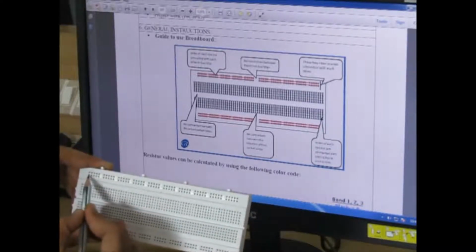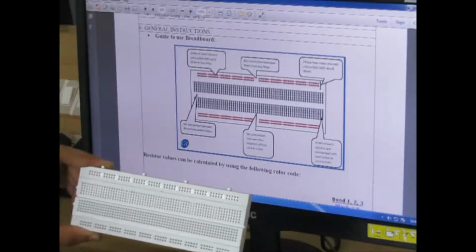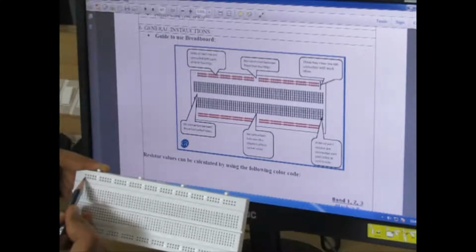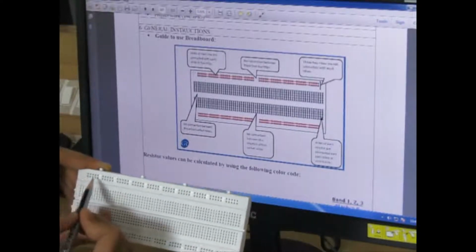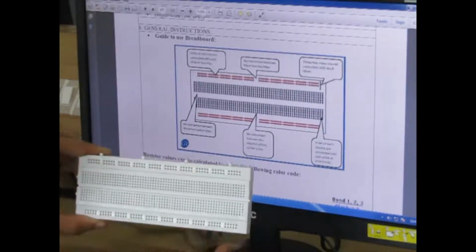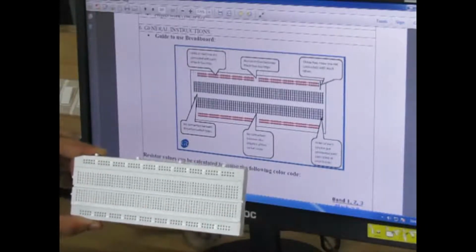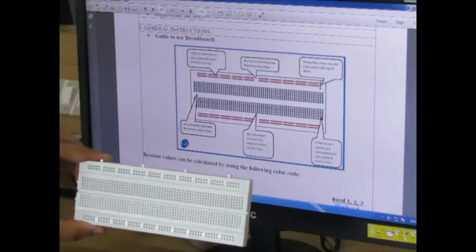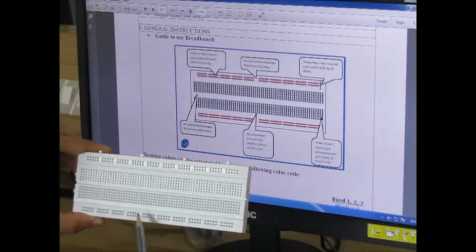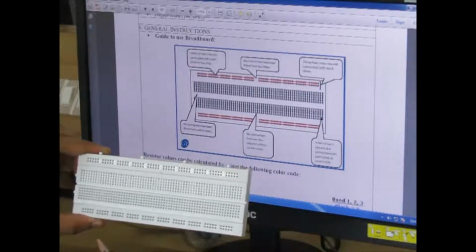Similarly we can go for the below one. Here also the same thing is there, but the above hole does not have any connection with the below hole. So we have to remember that whenever you keep the breadboard like this, we can see horizontal connections. The same thing we can see in the bottom part also: in the bottom part we have the same kind of logic, with vertical connections again.